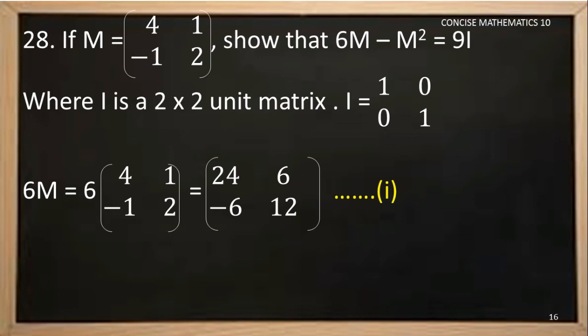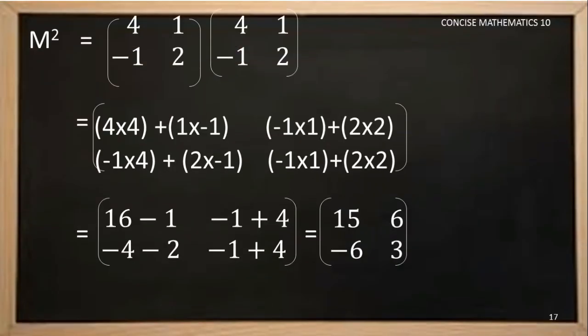In the second step, calculate M square. Multiply the matrix M with the elements of matrix M as they are of the order 2 by 2. It is easy to multiply with the rule: first row first column, first row second column, second row first column and second row second column. It results as 15, 6, minus 6 and 3.